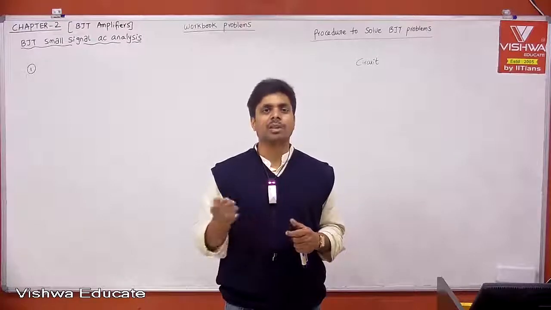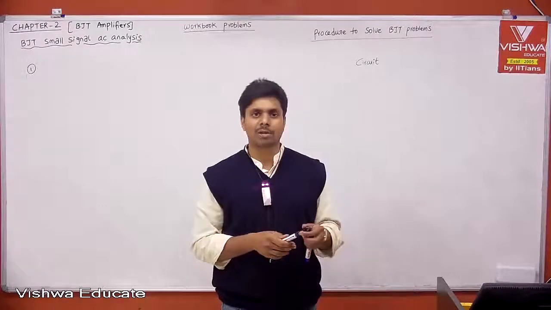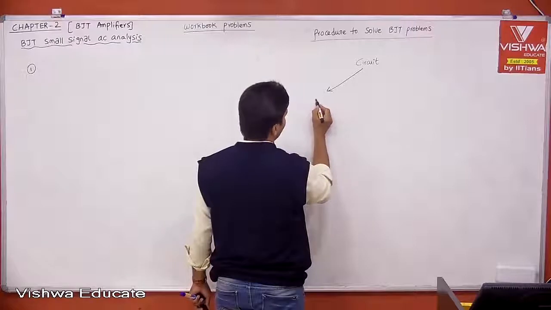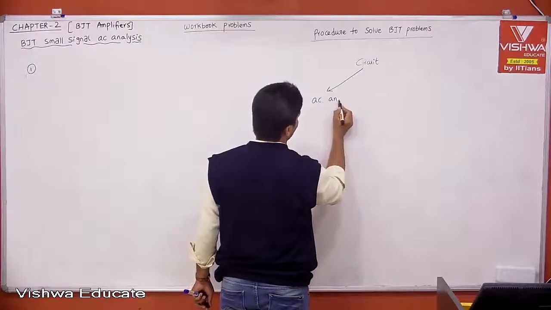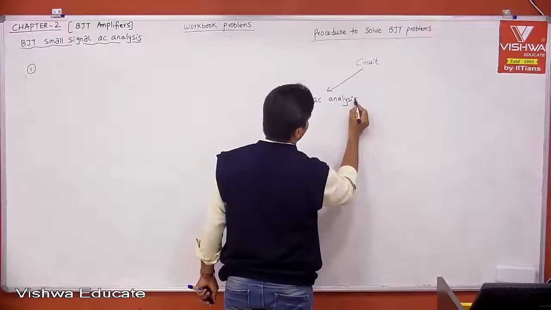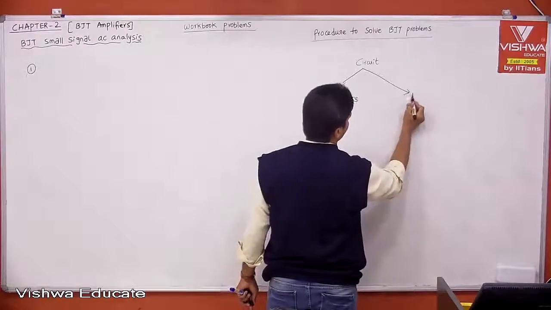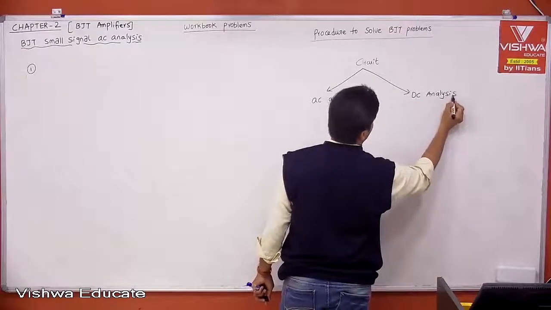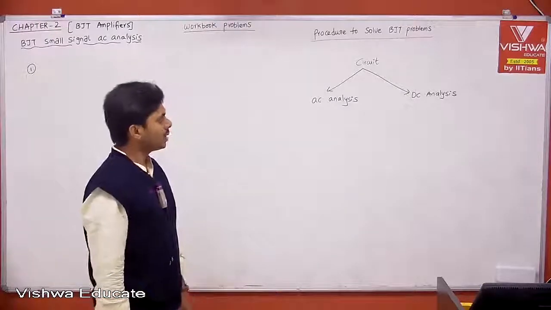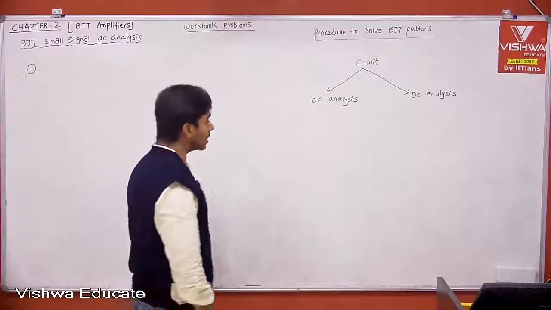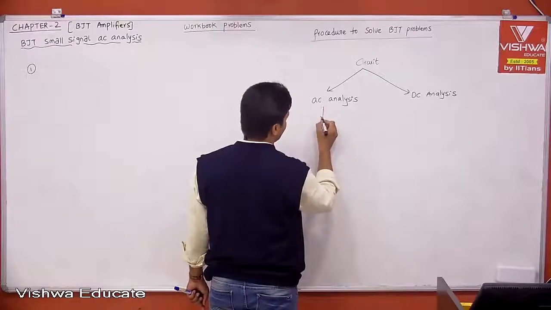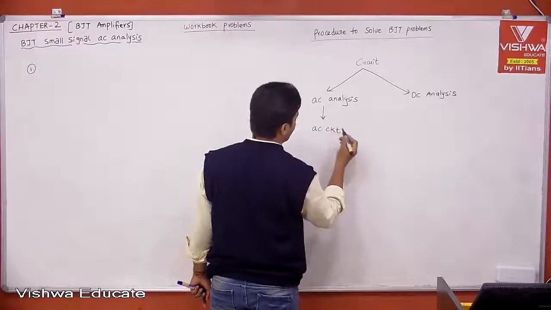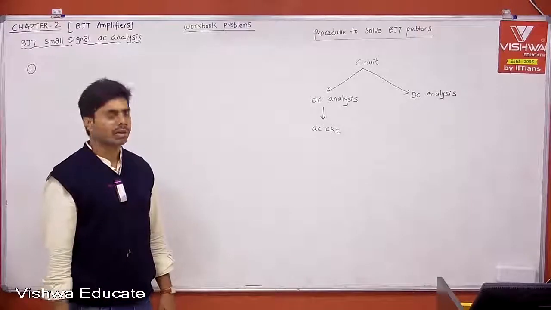Therefore, based on the circuit and the problem statement, you need to classify the problem into AC analysis problem or DC analysis problem. After knowing the problem is related to AC analysis, the next step is to find the AC circuit immediately. What do you mean by AC circuit?